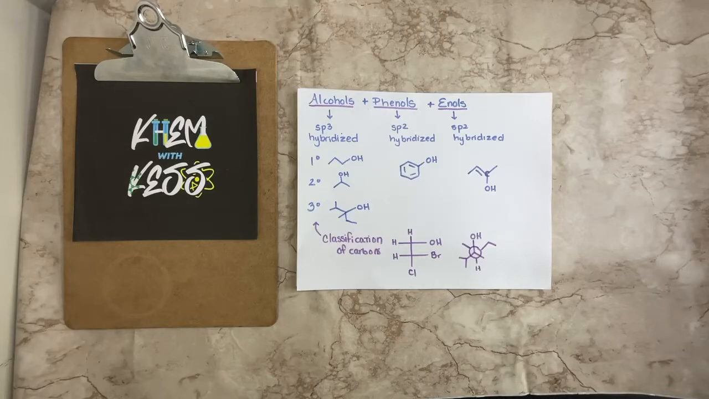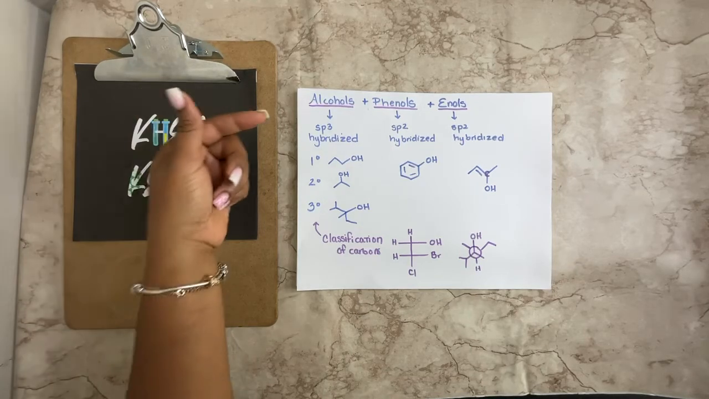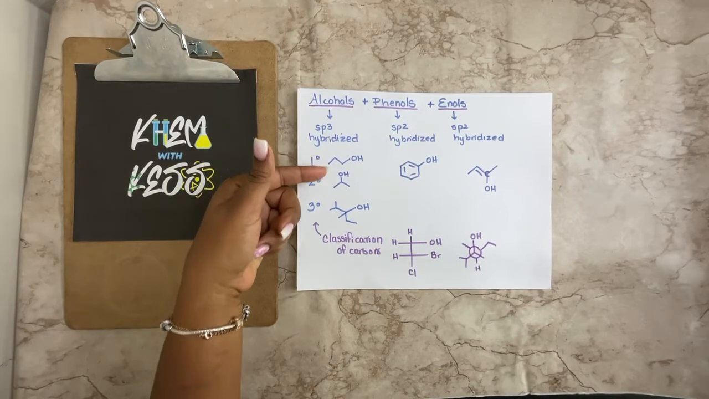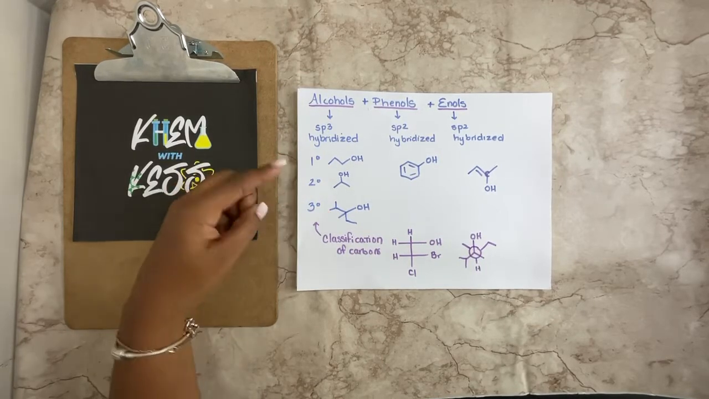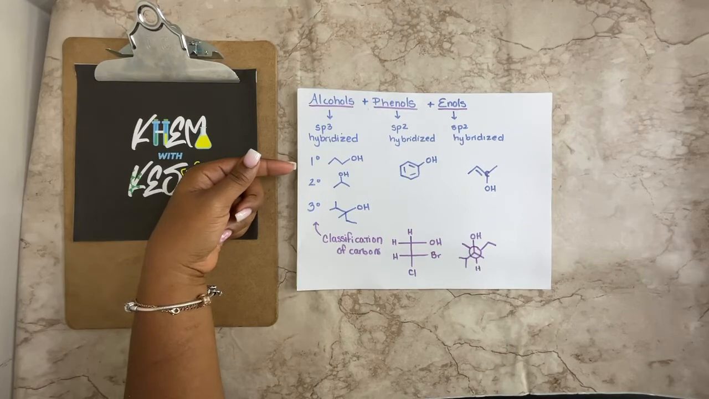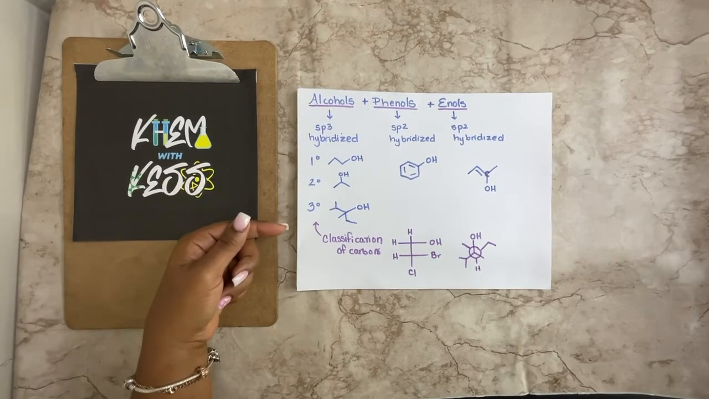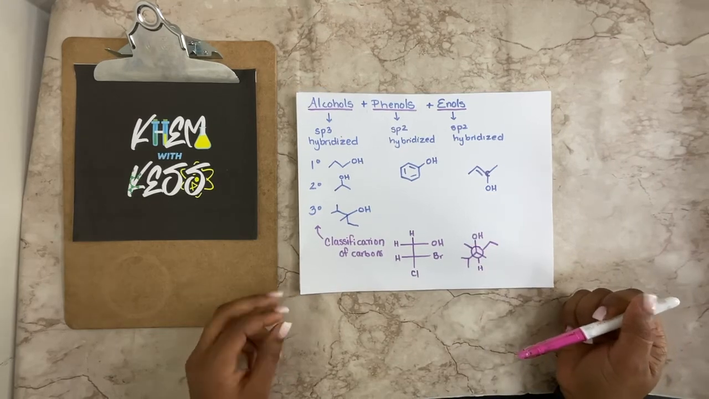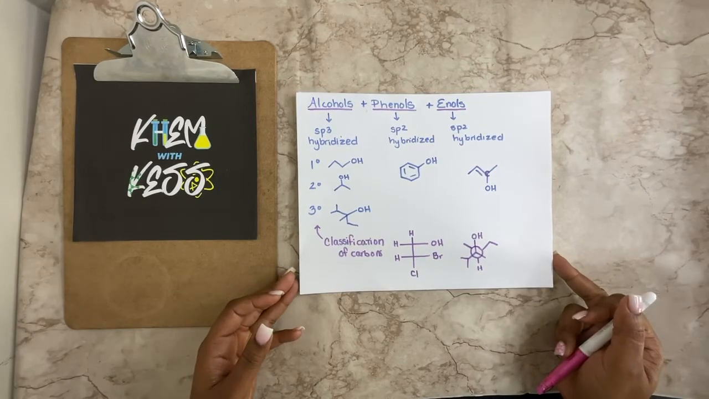All right, let's go over alcohols, phenols, and enols. Now, with your alcohols, they are always sp3 hybridized, meaning that they'll always be in single bonds. So you have different styles being primary, secondary, and tertiary. And this is the section of classification of carbons, which we'll do some review over.